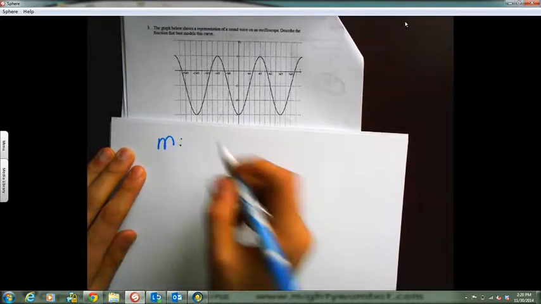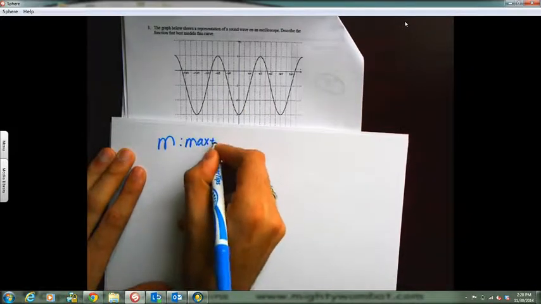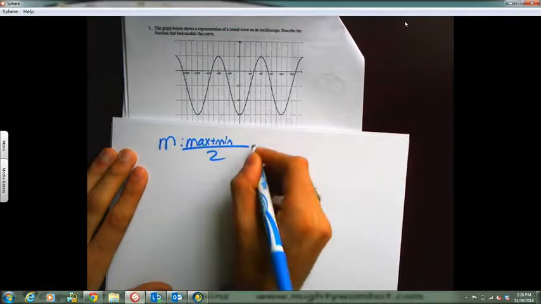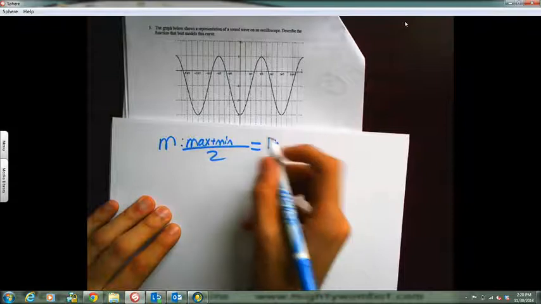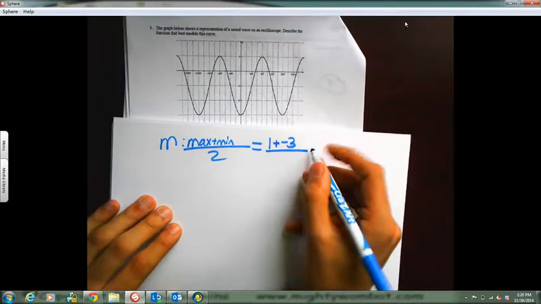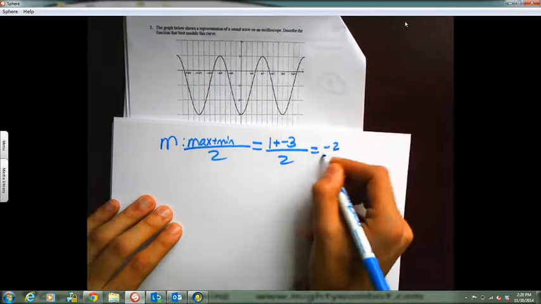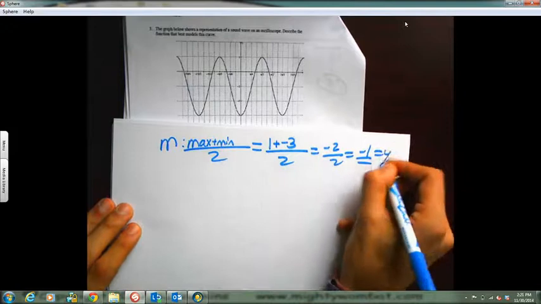So the midline, well, the maximum is 1, and the midline is max plus min divided by 2. The maximum is 1, plus the minimum is -3. 1 plus -3 divided by 2. So this is -2 divided by 2. So that's -1. So y equals -1 is the midline.